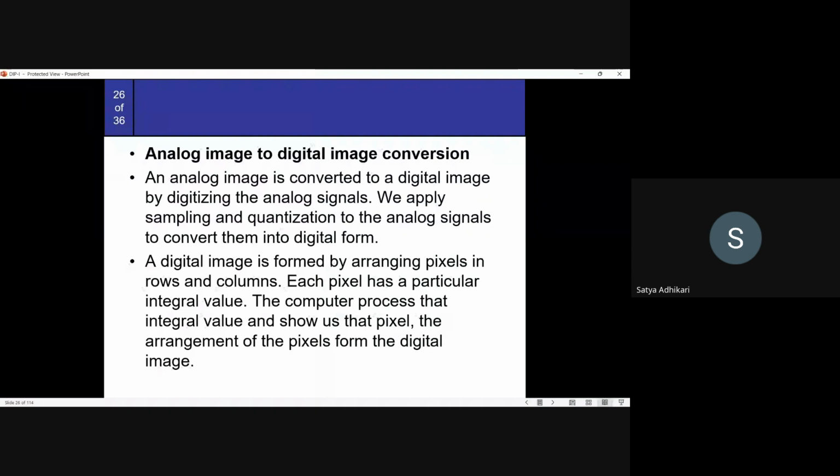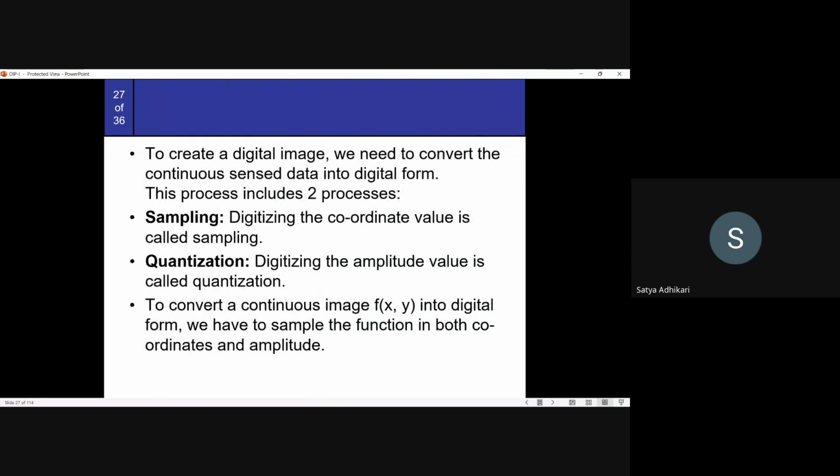A digital image is formed by arranging pixels in rows and columns. Each pixel has a particular integral value. The computer processes that integral value and shows the arrangement of pixels as a digital image. Sampling digitizes the coordinate values, associated with the location in the image, and quantization digitizes the amplitude values, or gray level values. So to convert the continuous image f(x,y) into digital form, we have to sample the function in both coordinates and amplitude.